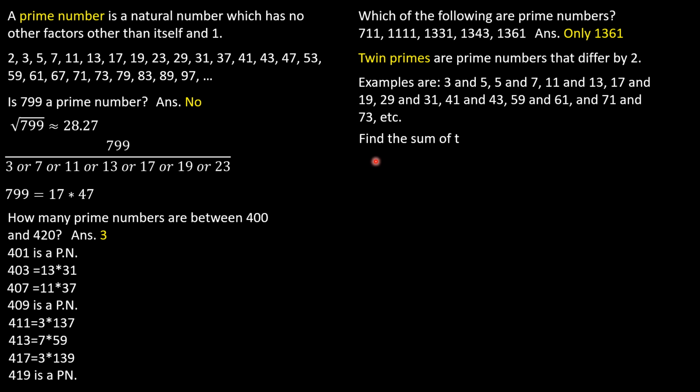So another example, find the sum of twin primes between 100 and 120. So we're going to evaluate 101. It is a prime number. 103 is a prime number. And since they differ by 2, they are twin primes. Then another twin primes would be 107 and 109. All the rest are not twin primes, although there are still prime numbers between 100 and 120, but they are not twin primes anymore. So the answer is 420.